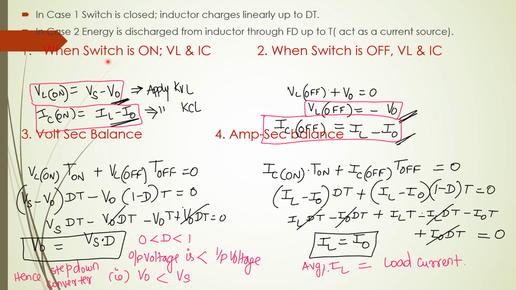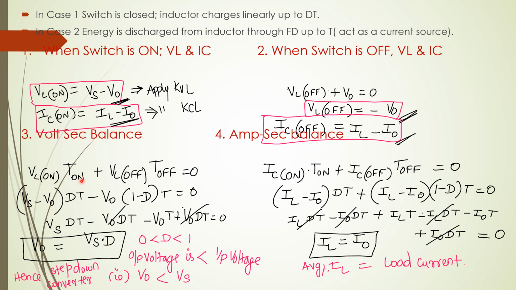And these are the different cases. As I explained, in case 2, the inductor is discharged, in case 1, the inductor is getting charged. So VL on equals Vs minus V naught by applying KVL, and when we apply KCL, we'll get the IC on. When the switch is in off condition, same, applying KVL and KCL, we'll obtain the VL off and IC off.